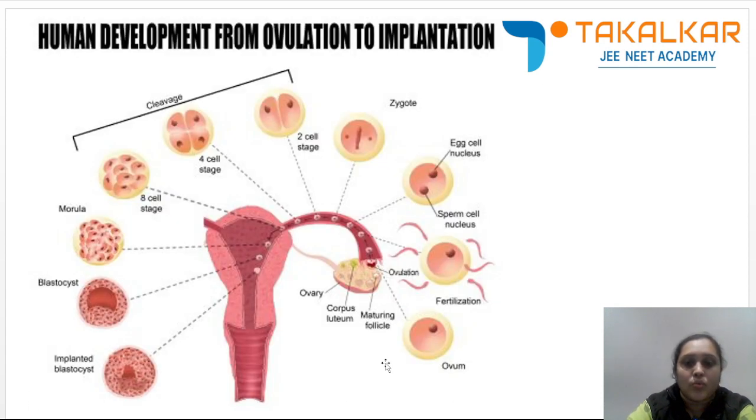So this is overall the summary of fertilization, where the ovum is fertilized by the sperm, the zygote is formed, the zygote undergoes a number of cleavages to form a number of cells which form the morula, the blastocyst, and this blastocyst, which consists of a ball of cells, gets implanted into the endometrium of the uterus, and thereafter the embryonic development occurs for 9 months. So this is human development from ovulation to implantation. Thank you and all the best.